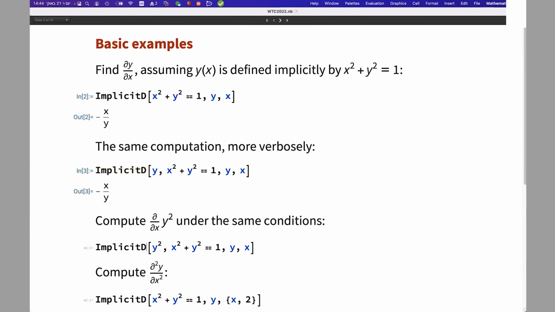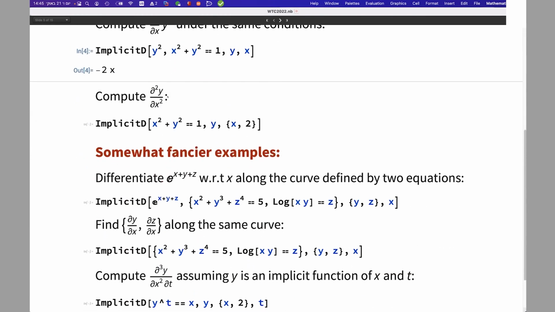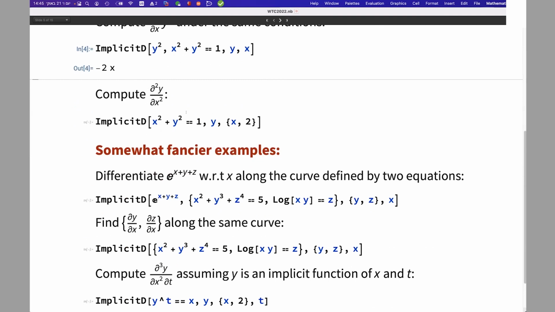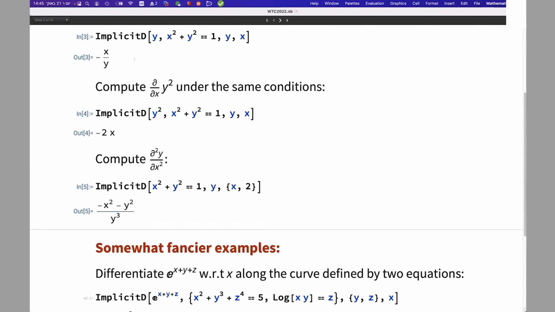So let's differentiate y squared under these same conditions, and we get minus 2x, which of course we had to get because x squared plus y squared is equal to 1. You differentiate that, you get 2x plus the derivative of y squared is equal to 0. So minus 2x. And here we can take higher order derivatives. So here's the second derivative with respect to x. That's just the quotient rule applied to our first derivative.